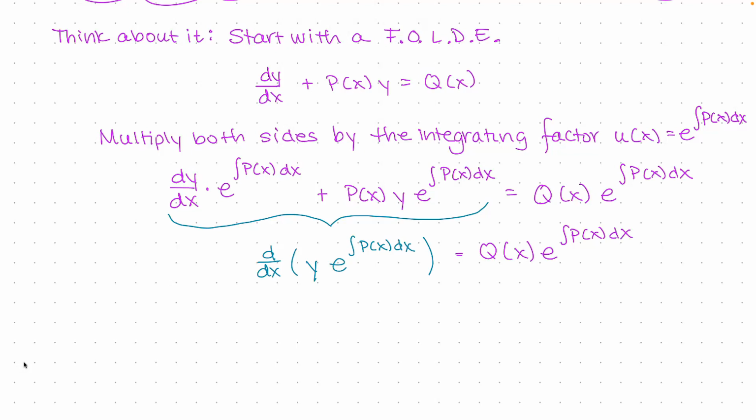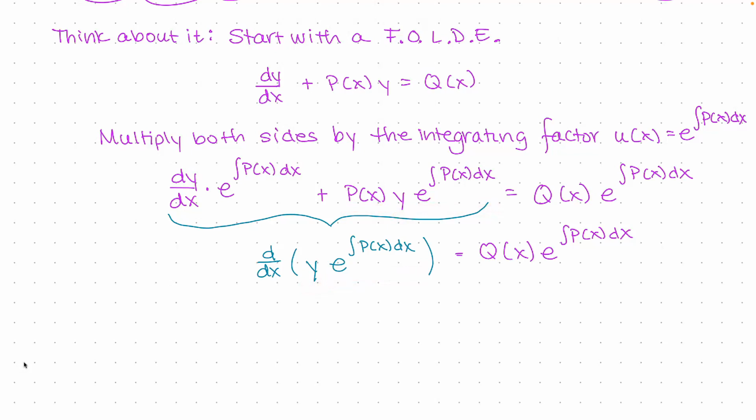Remember, if you use product rule, you've got the derivative of the first times the second. That works, there's the first term. Plus the first, which is right there, times the derivative of the second. And remember, to take the derivative of e to any power, it's e to that power times the derivative of that power. So it works.